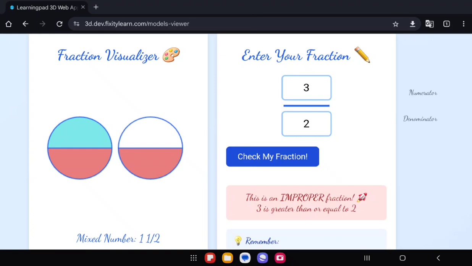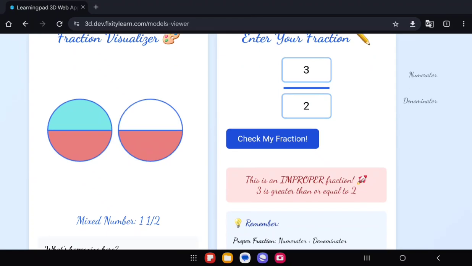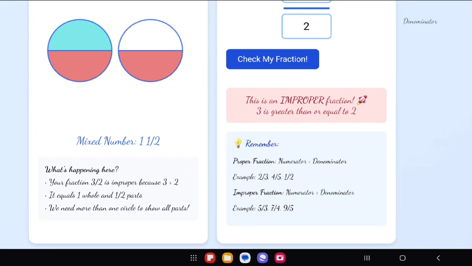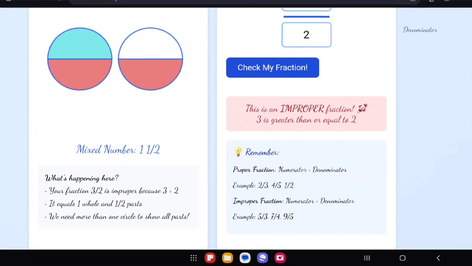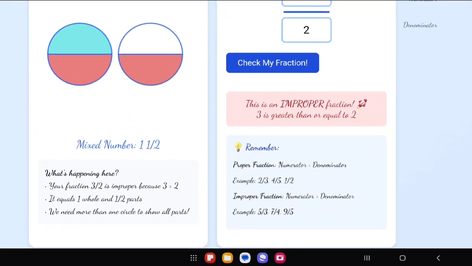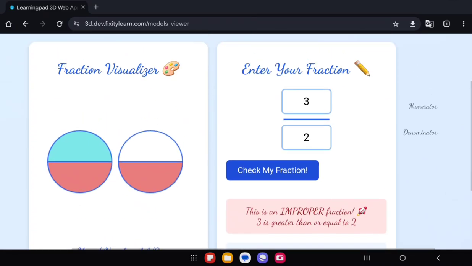3 by 2 means 1 whole and 1 over 2. It is a mixed number. We're going to be talking about mixed fractions next. What is happening here actually? Our fraction that we entered, 3 over 2, is improper because 3 is greater than 2. It equals 1 whole and 1 by 2 parts. Got it? Next, let us talk about mixed fractions now.